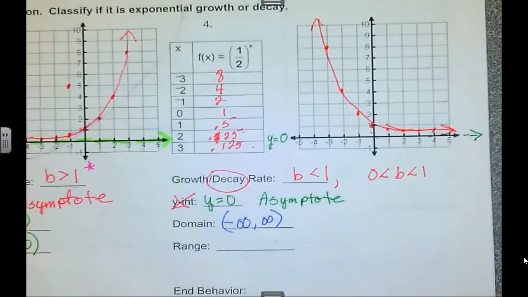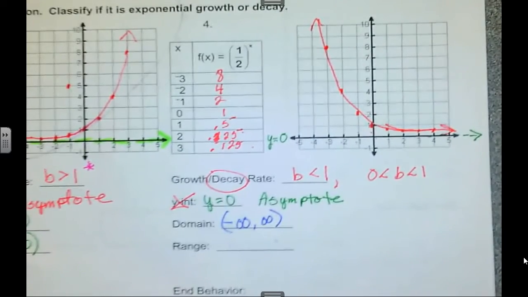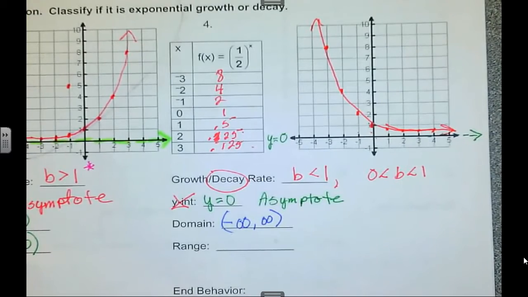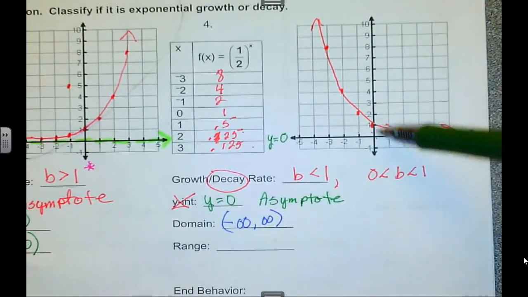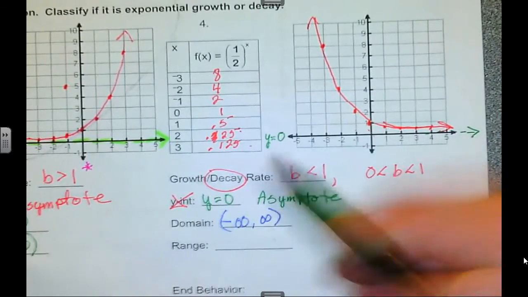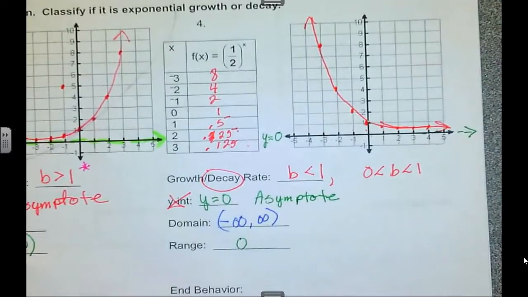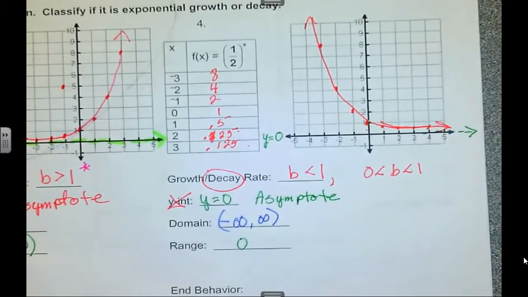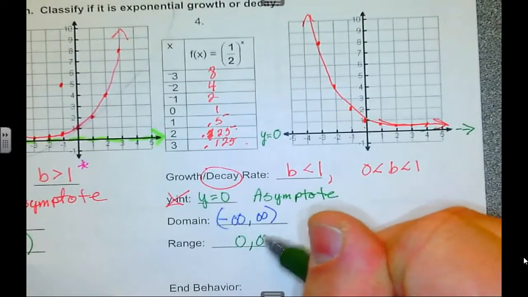Okay, range. Again, the range is our y values. So what number does it approach? Now be careful. What number does it approach? We said it. 0, right? It approaches 0. Now, does it go to positive infinity or negative infinity? Positive, so it's going to be over here.